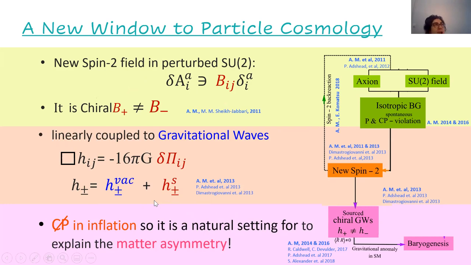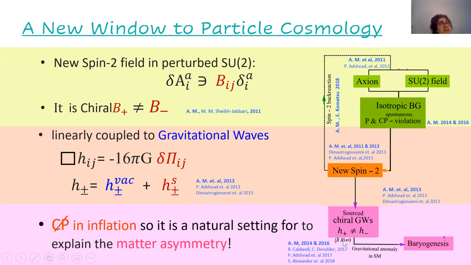I told you that parity and CP are violated in this scenario. For instance, now we have chiral gravitational waves, and interestingly, in this scenario all the Sakharov conditions which one needs to explain the matter asymmetry are satisfied in inflation. Therefore, we can have inflationary baryogenesis and leptogenesis. One realization of that is explaining matter asymmetry by the gravitational anomaly in the standard model, which is basically when RR̃, the gravitational Chern-Simons term, is not zero.